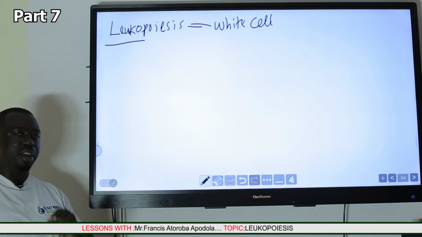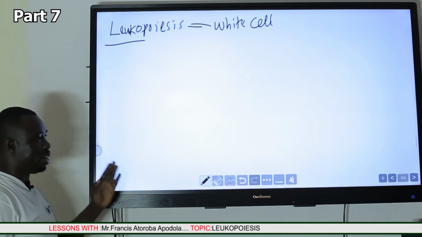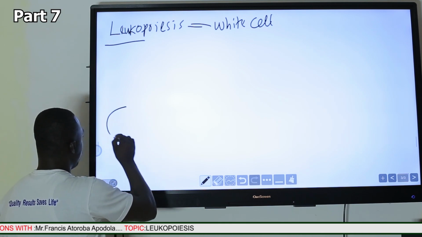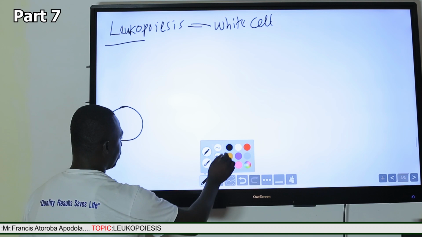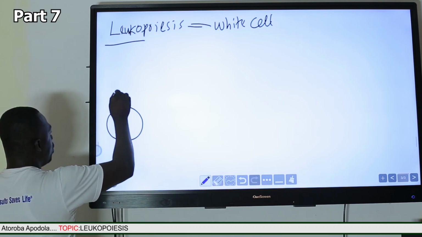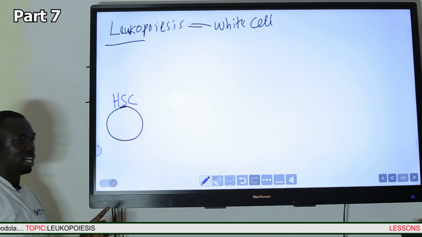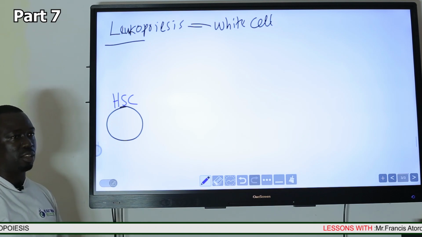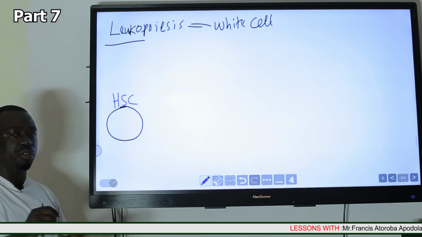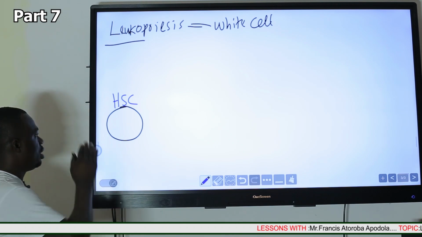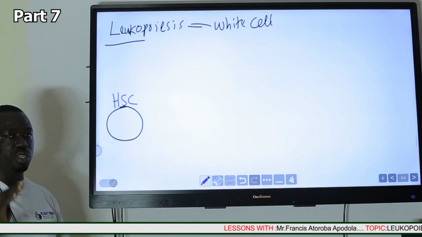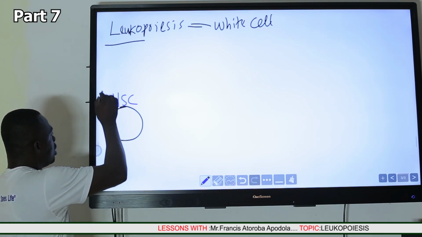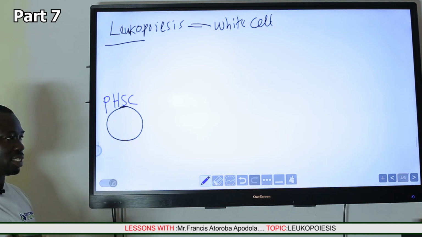Just as we began erythropoiesis with the hematopoietic stem cell, similarly, leukopoiesis will also begin with the hematopoietic stem cell. So, we shall begin with the hematopoietic stem cell. Recall that all the stem cells have a potential, and this hematopoietic stem cell, because it has the ability to give rise to all the blood cells, is said to be a pluripotent stem cell. So this is a pluripotent hematopoietic stem cell.